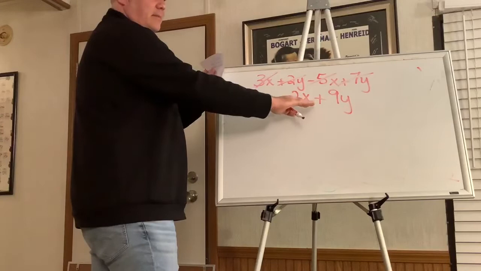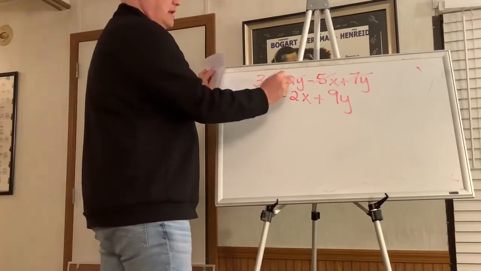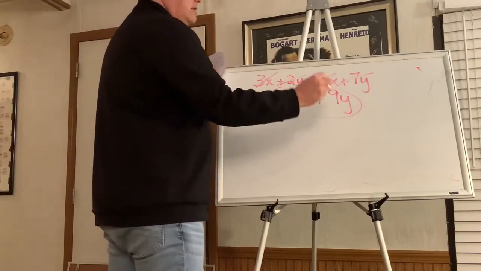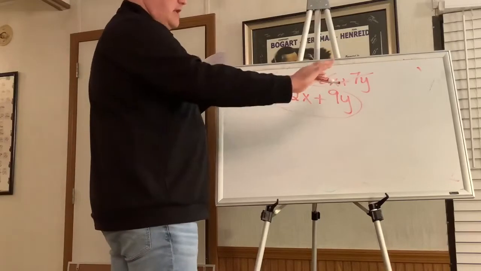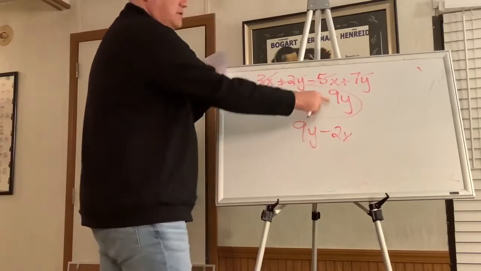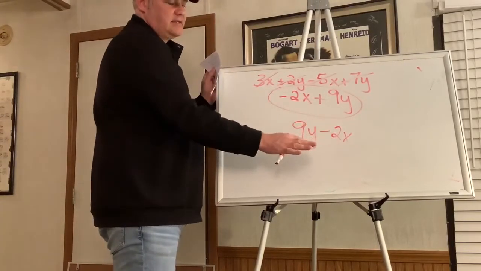And I cannot combine those. One is an x, one is a y. They're not like terms. I'm going to leave it like that. You want to make sure. Now you could have this as another answer, which is the same answer. You could have these switch places. But if you switch places, this 9y is positive and this 2x is negative. That has to stay the same.